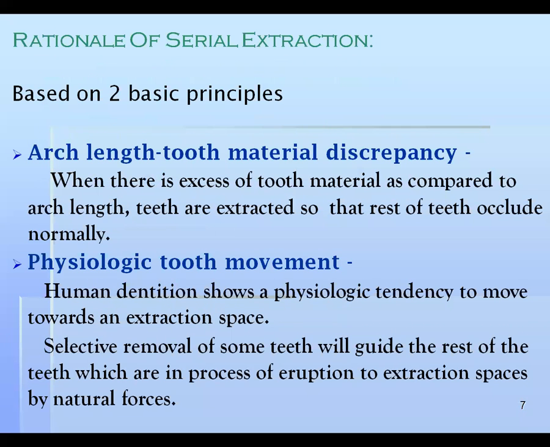The rationale of serial extraction. Serial extraction is based on two principles. The first one is arch length tooth material discrepancy. When there is excess tooth material as compared to arch length, teeth are extracted so that the rest of the teeth occlude normally. And the second is physiologic tooth movement. Human dentition shows a physiologic tendency to move toward an extraction space. Selective removal of some teeth will guide the rest of the teeth which are in the process of eruption into extraction spaces by natural forces.